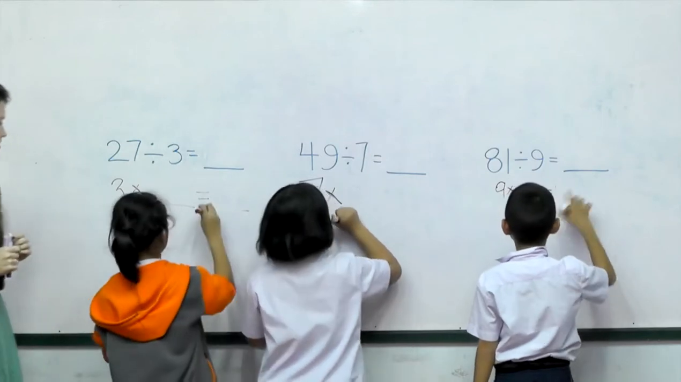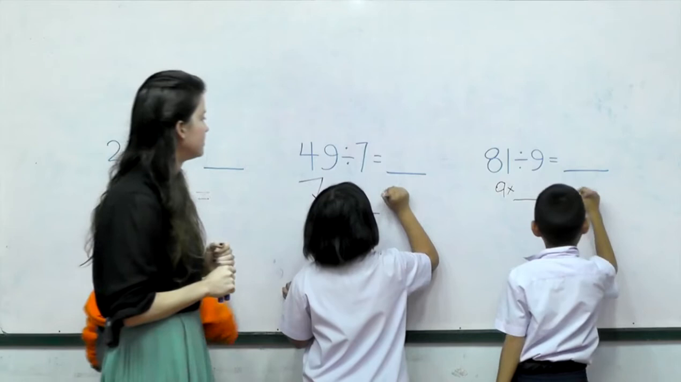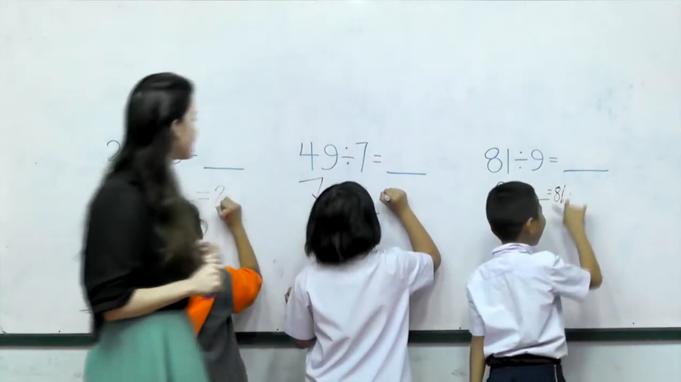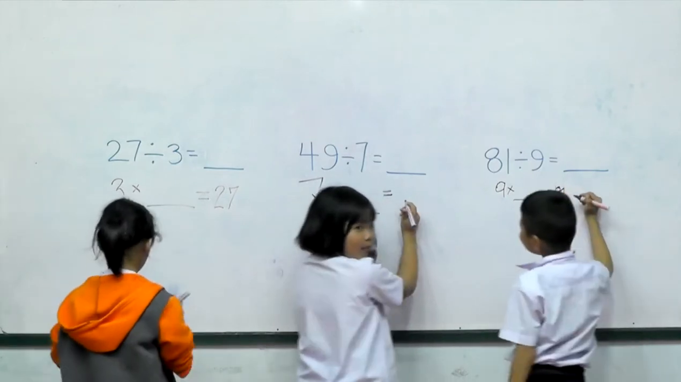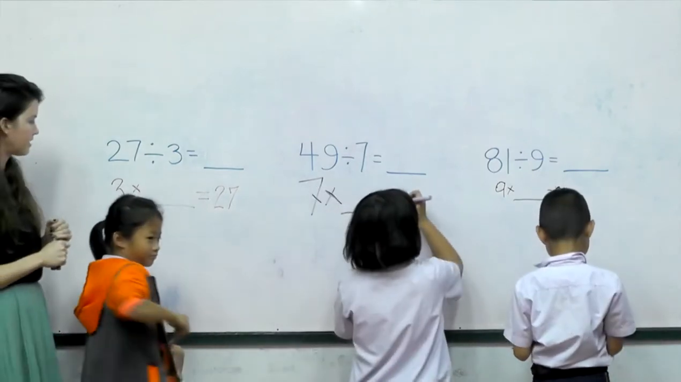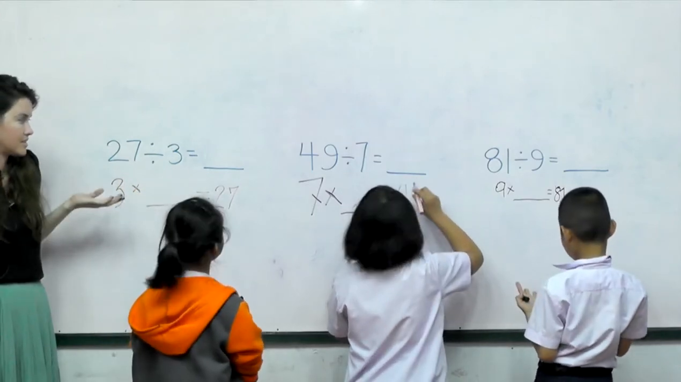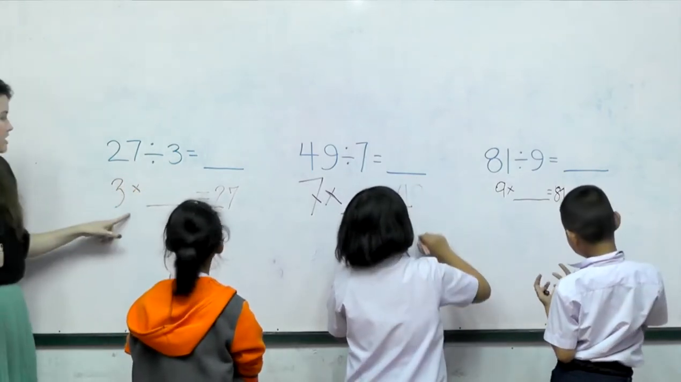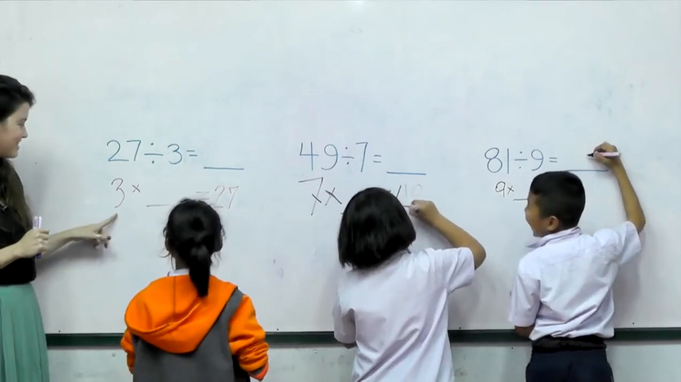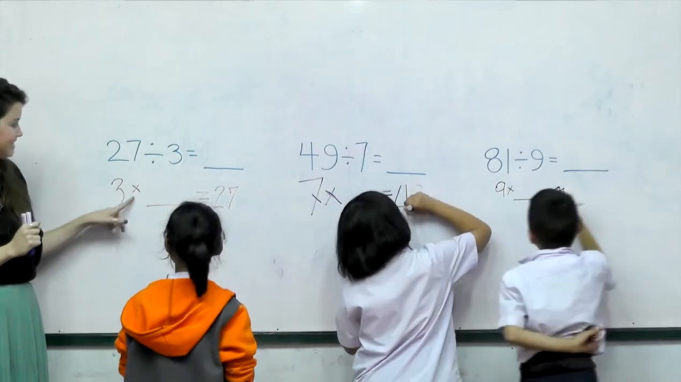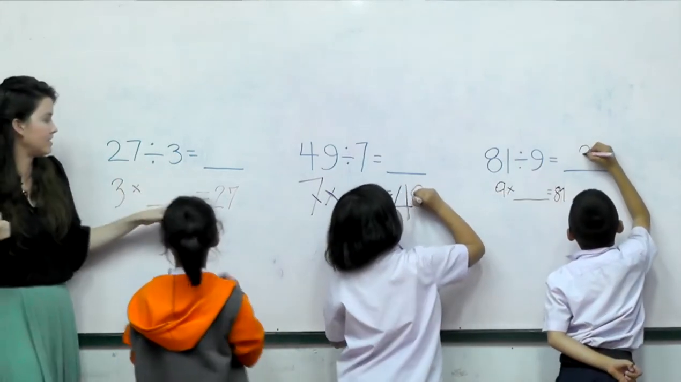Looking good. Alright, we're looking good. We've got our biggest number in the answer. Very nice job. Alright, thank you, friends. So 27 divided by 3 equals something. We change that into what? What do we change this to? 3 times something, or 3 times what equals?